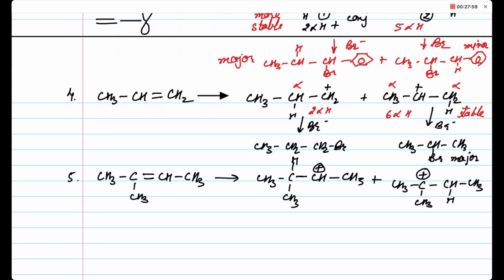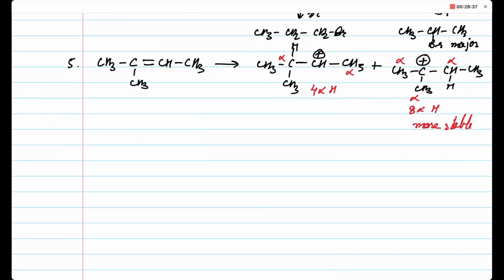If we consider this particular compound, then this is going to be the alpha carbon, and this is going to be the alpha carbon. So total alpha hydrogens that we have, there are four alpha hydrogens in this particular carbocation. While if we talk about the other carbocation, this is going to be alpha, this is going to be alpha, and this also is alpha. So in total, there are eight alpha hydrogens. So there is no contest, and this one is more stable.